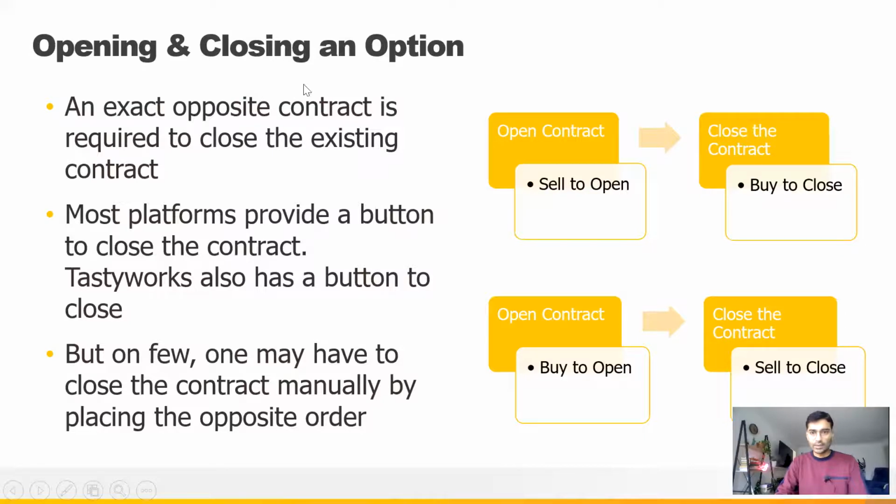Again, this is just for the basics. If you have opened a contract and you have sold a contract, you have to do the exact opposite to close the contract. So if you have sold a contract while opening, you have to buy to close that contract. If you have bought a contract while opening, you have to sell that particular contract. But nowadays many platforms provide a shortcut button to directly close the contract, so you don't need to know all these basics while executing the contracts on the platform, but it is good to know.